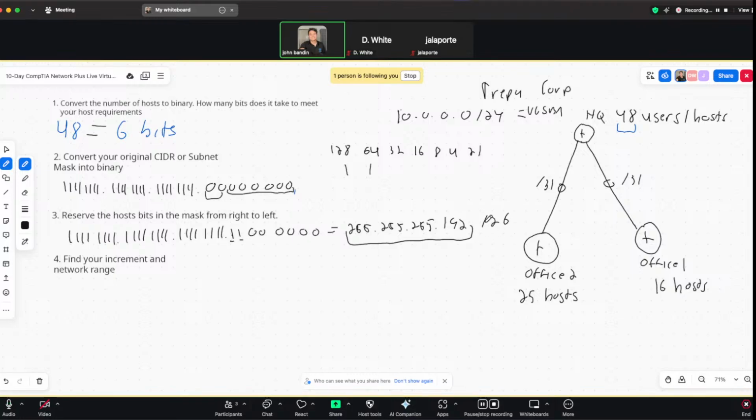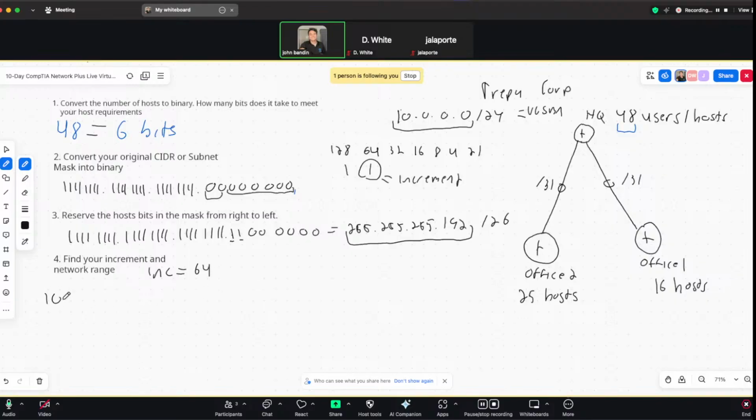Now we're not done yet. Remember, this is our new subnet for HQ. Step 4 is find your increment and network range. I have a /26, here's my new subnet mask, but what's my network range? We're starting at 10.0.0.0. The last network bit in your subnet mask is going to be your increment. So that's 64. Our increment equals 64.